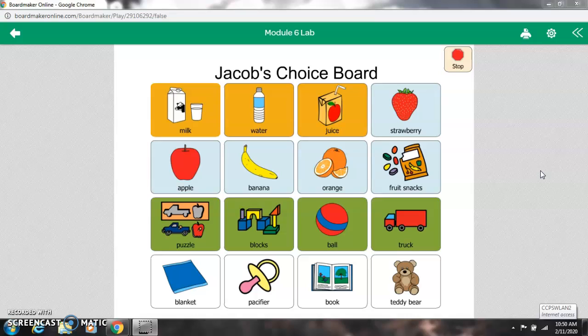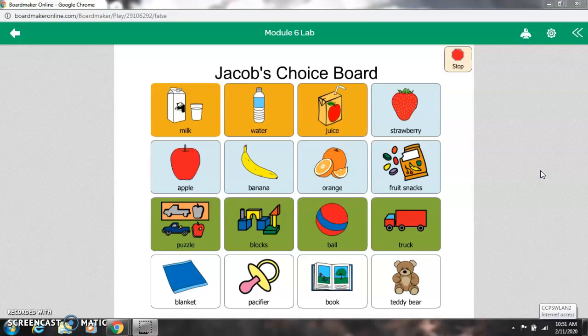So I assume this type of choice board with categories of food, drinks, and various needs and wants could also be beneficial to any younger individual who requires AAC for communication.